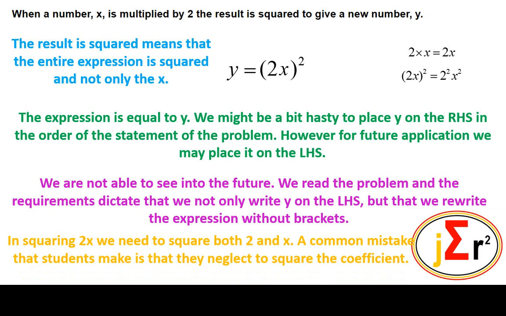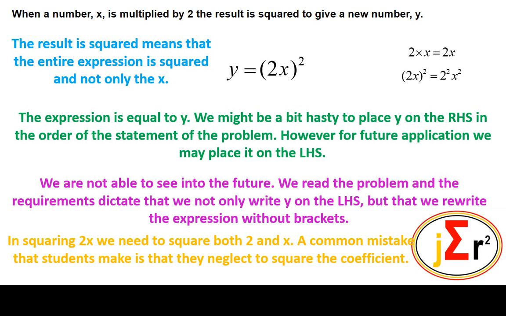In squaring 2x, we need to square both 2 and x. A common mistake that students make is that they neglect to square the coefficient. Yes, that is a common mistake. We see that ever so often. You have an expression to square, an algebraic term like this, and instead of squaring the entire thing, only the x is squared. So more often than not, the coefficient is mistakenly not squared.